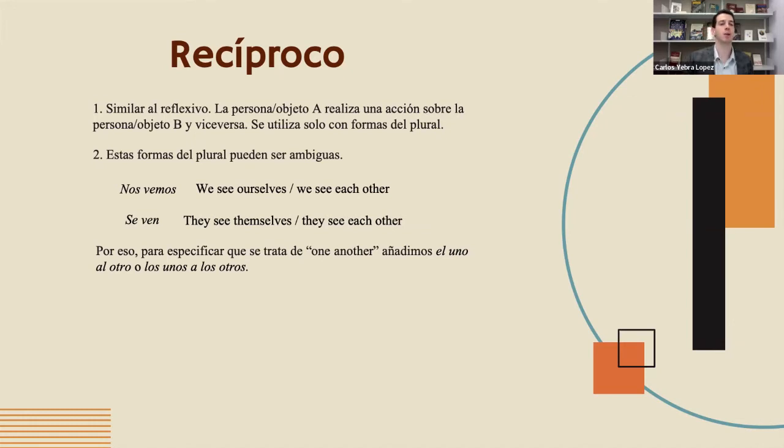So if I say nos vemos el uno al otro, it means we see each other. Now we know there's no possibility that the translation is we see ourselves because we already specified that it was each other, one another, el uno al otro, right? Se ven los unos a los otros, they see each other.